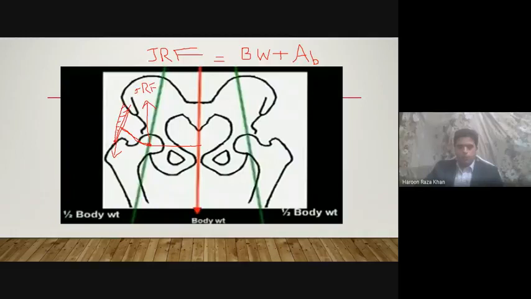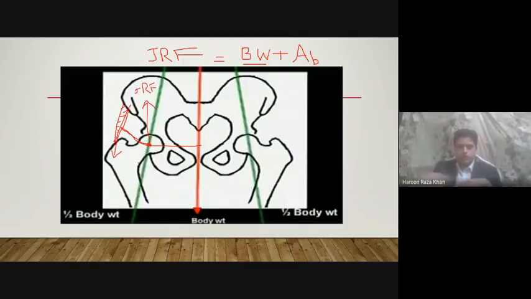This entire force will be borne by the joint and the shaft of the femur. So they depend upon the body weight and the abductor force. The greater the body weight, the greater the abductor torque, and the greater the joint reaction forces. So the greater the joint reaction forces, the greater the impact on the joint. Now, class, this is the normal mechanics.